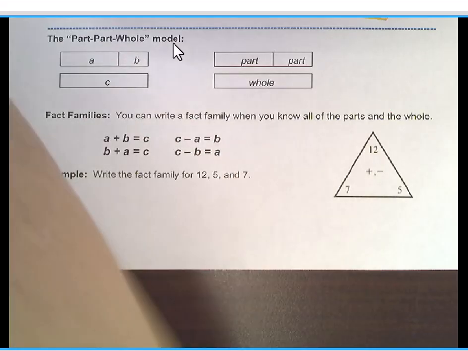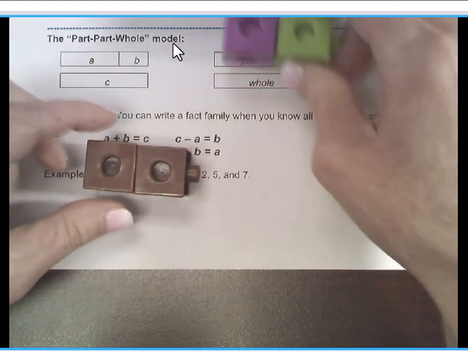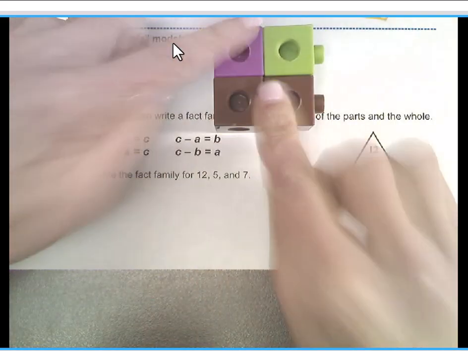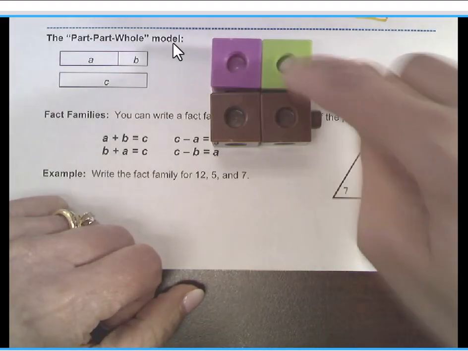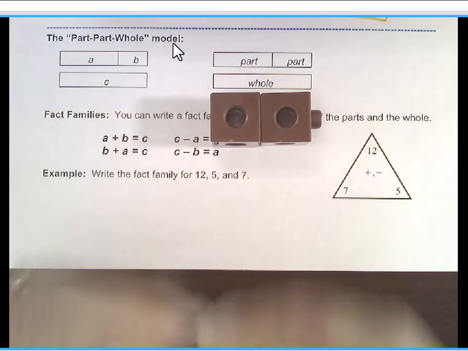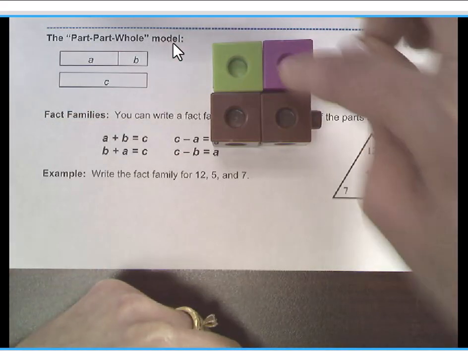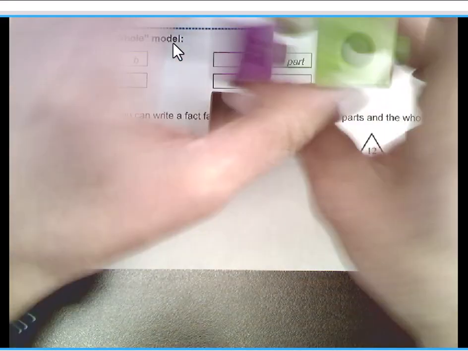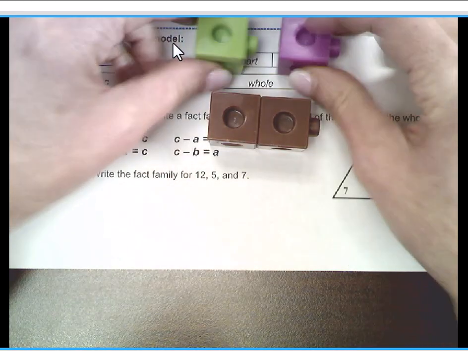Okay, and I do have some little linking cubes. These are easy to kind of represent part-part-whole. So there's my two parts. When I put them together, I get a length that's the same as the whole. And I can do purple plus green and get the brown, or I can switch them, and I can do green plus purple is equal to the brown. So this would be showing the commutative property, right? That green and purple and green, like it's going to yield the same thing.